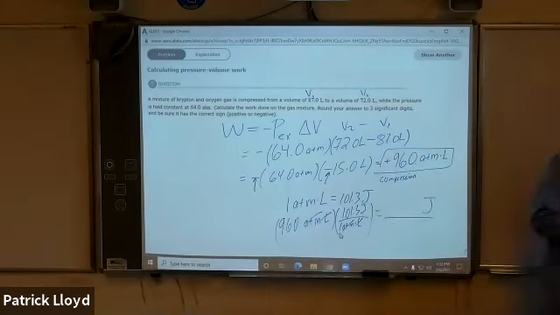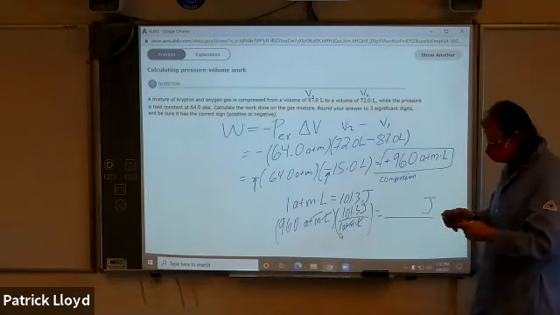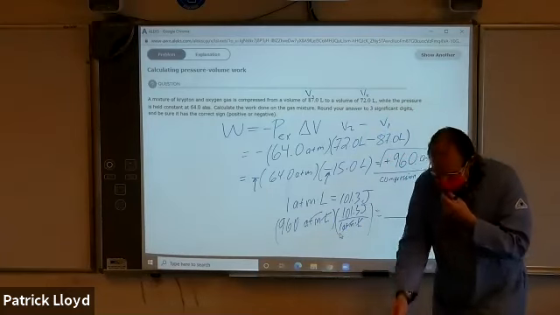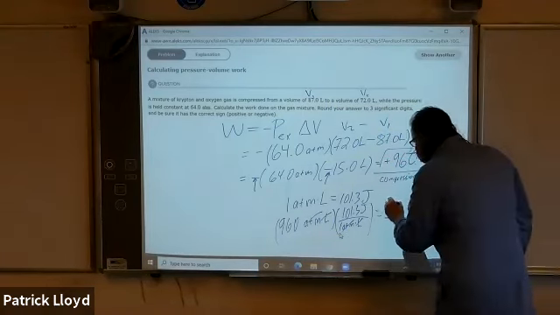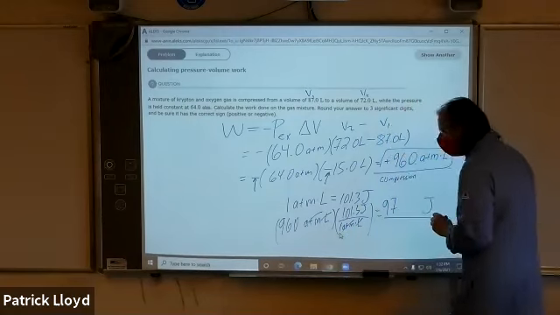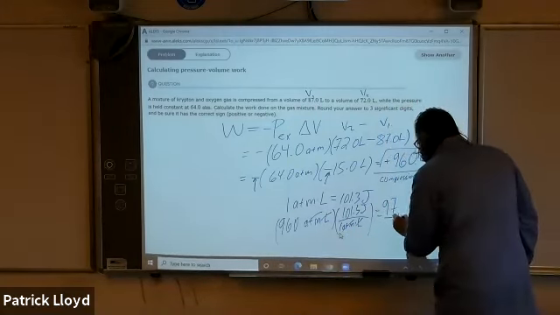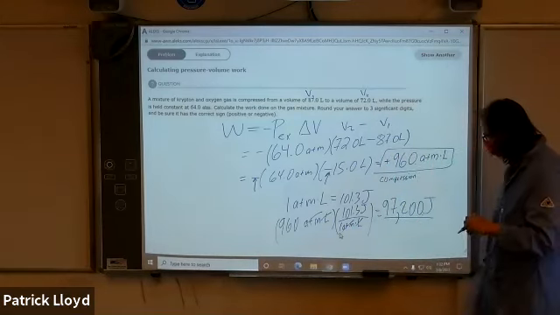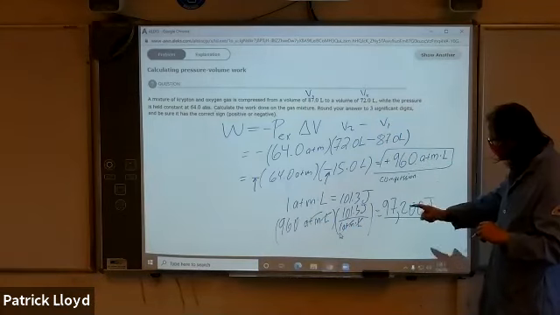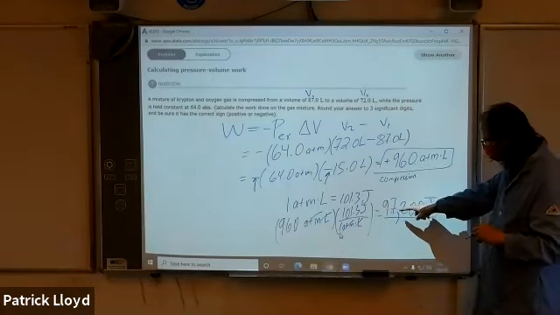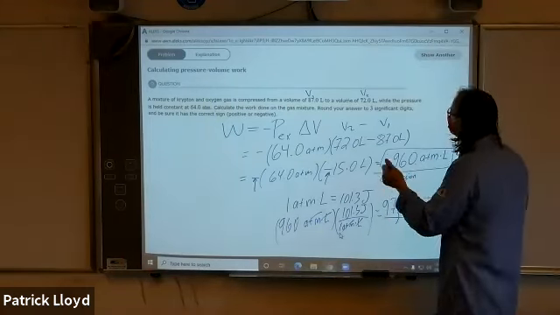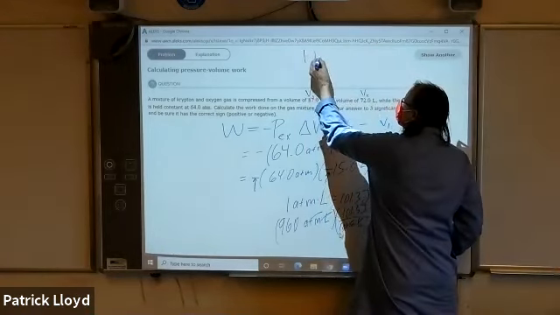So 960 times 101.3, and it looks like it's around 97,000. So I'll write down 97,200. Put a decimal point there, yes. But like I said, typically when you have thousands or tens of thousands, you convert it to kilojoules. So one more conversion: a kilojoule is 1,000 joules.